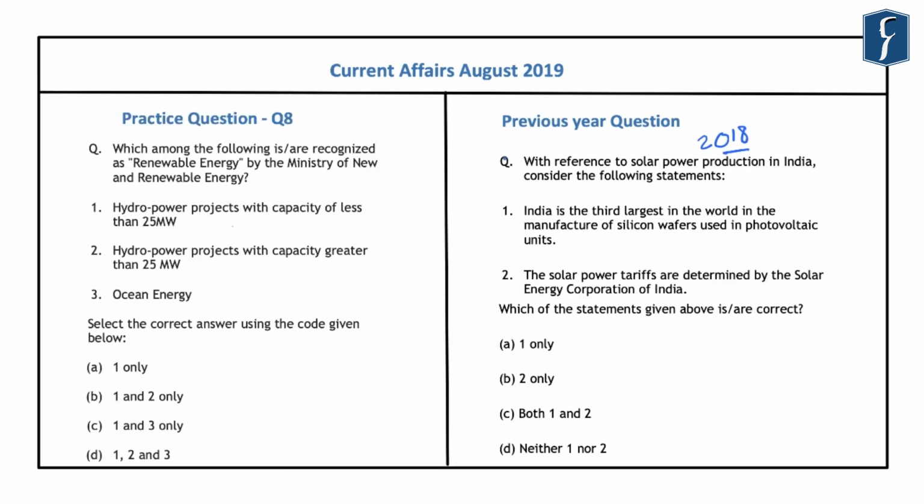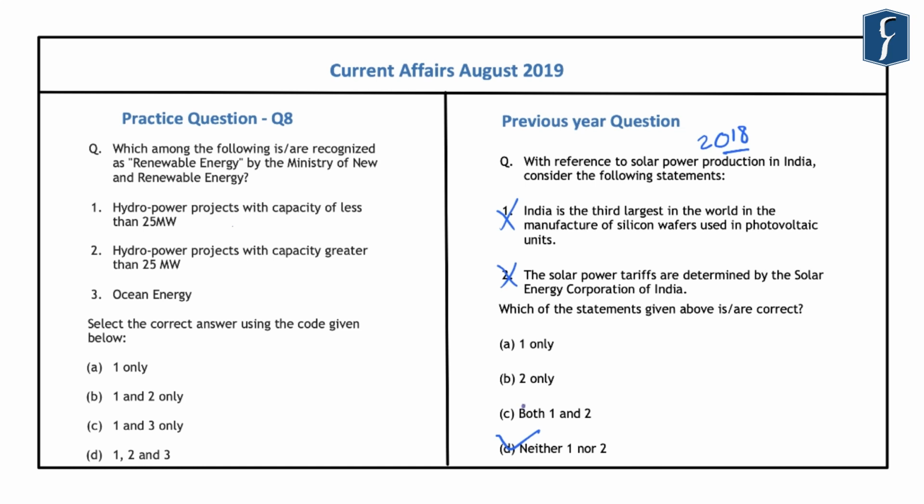And if you look at this question that was asked in 2018, it reads, with reference to solar power production in India, consider the following statements. First is that India is the third largest in the world in the manufacture of solar wafers used in photovoltaic units, which is incorrect because India does not produce any amount of solar wafers. And second is that the solar power tariffs are determined by Solar Energy Corporation of India, which is also incorrect because it is determined by the Central Electricity Regulatory Commission. And hence the correct answer here was D, that is neither 1 nor 2.